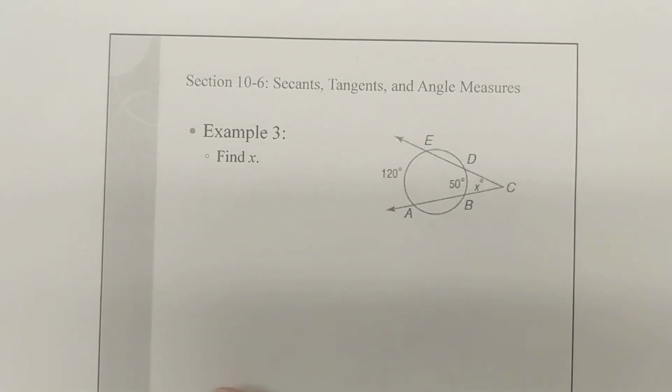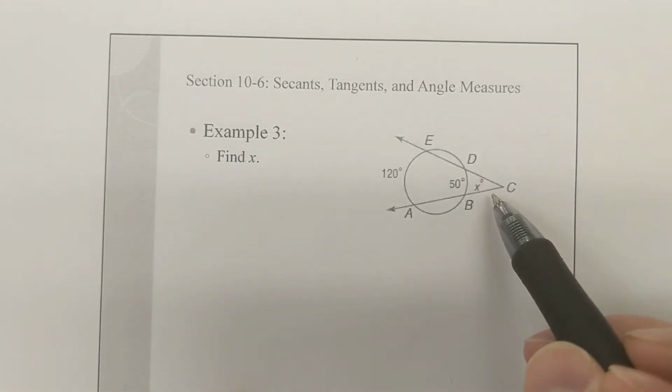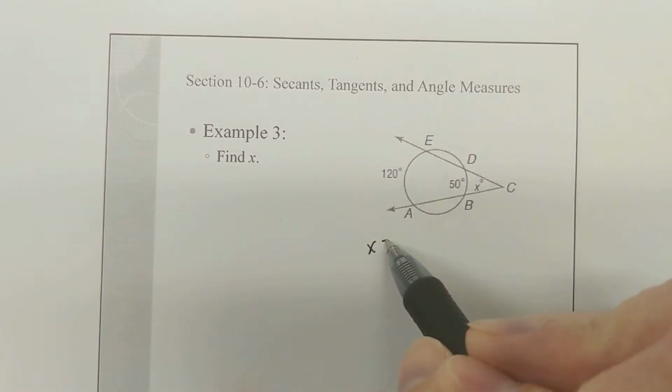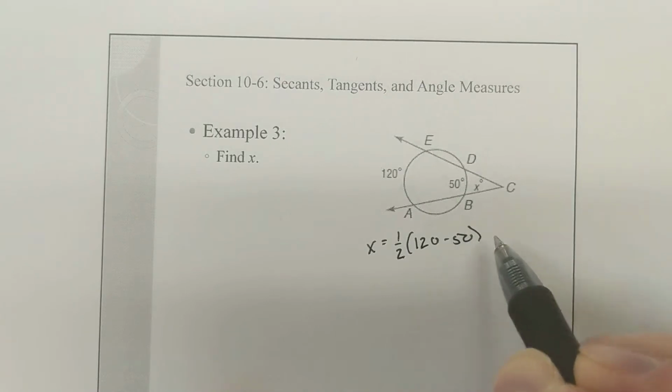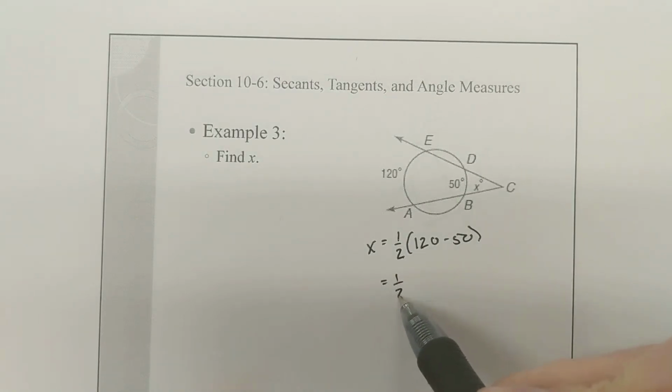All right, so example 3, find x. This is the 2 secant case. So x is equal to 1/2 the difference between the 2 arcs, larger minus smaller. So x is 35 degrees.